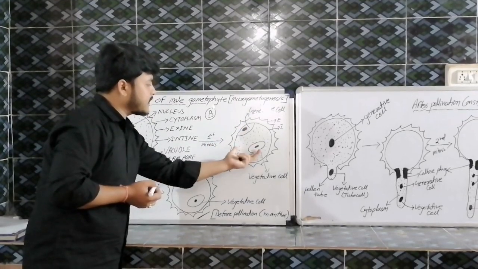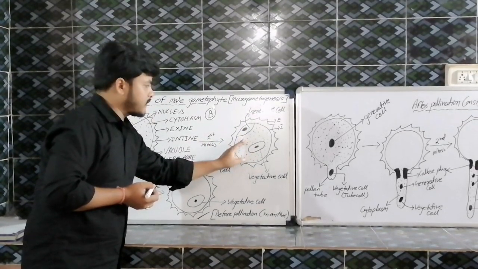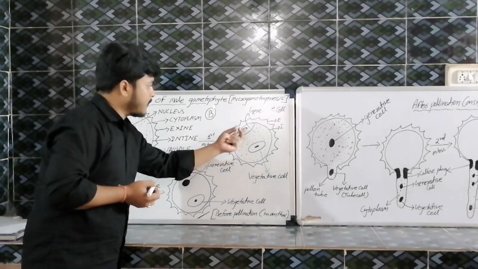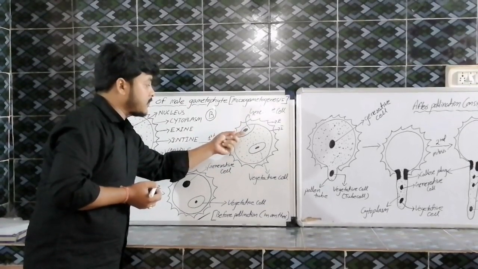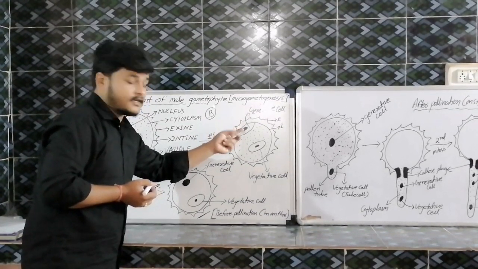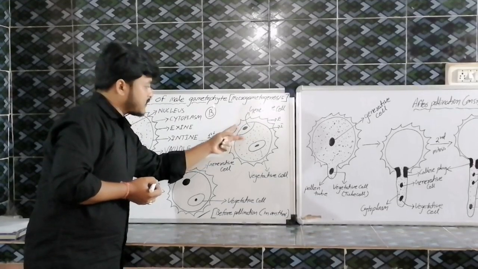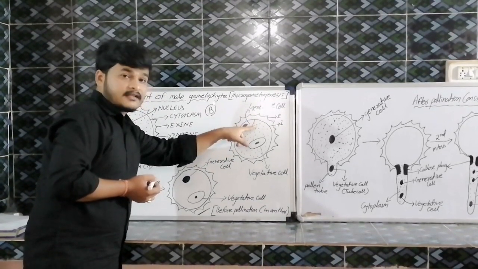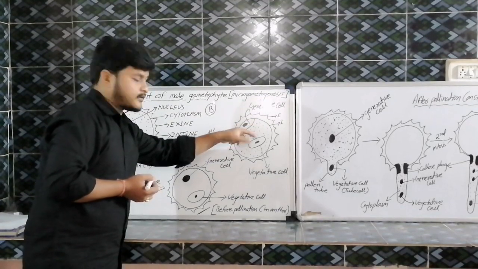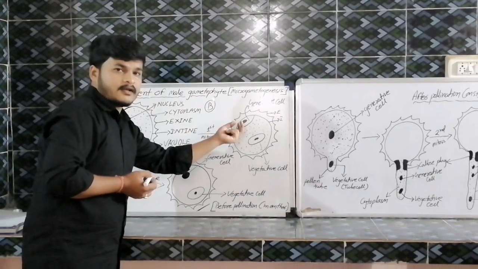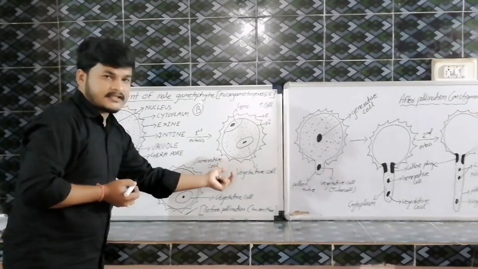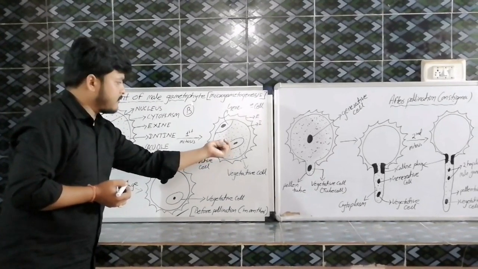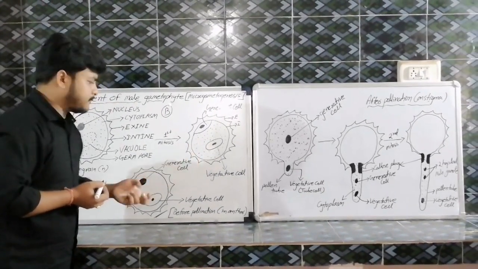But the vegetative cell is floating in the nutrient medium, that means in the cytoplasmic nutrient medium. The generative cell is attached to the intine, and the nucleus is divided into two parts. The generative cell's nucleus is quite prominent and big in nature, but in the vegetative cell, the nucleus is quite small.